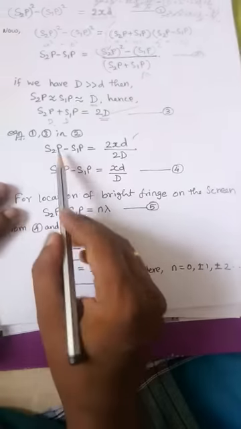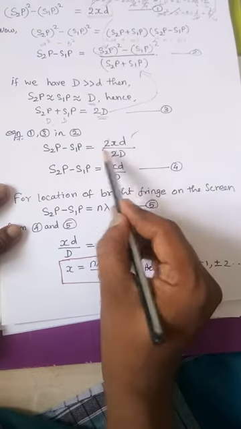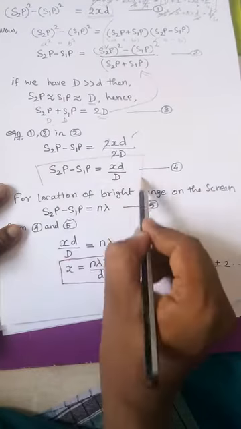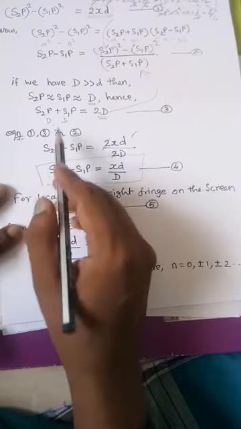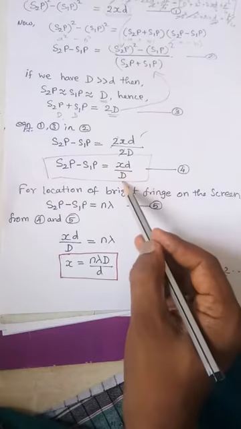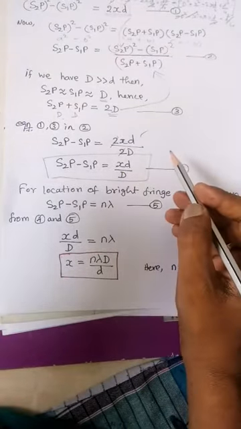So now the formula will become 2xd divided by 2D, the 2 cancels. So now xd by D is nothing but the path difference in this experiment. From the experiment, the path difference of the light is xd by D. Now in fringes, you will get dark and bright fringes.